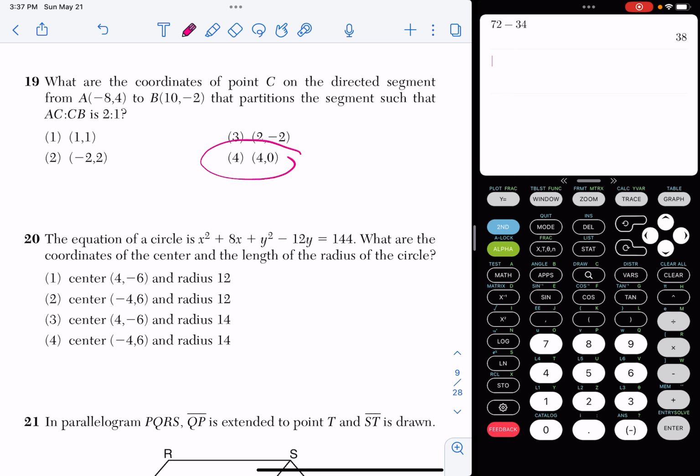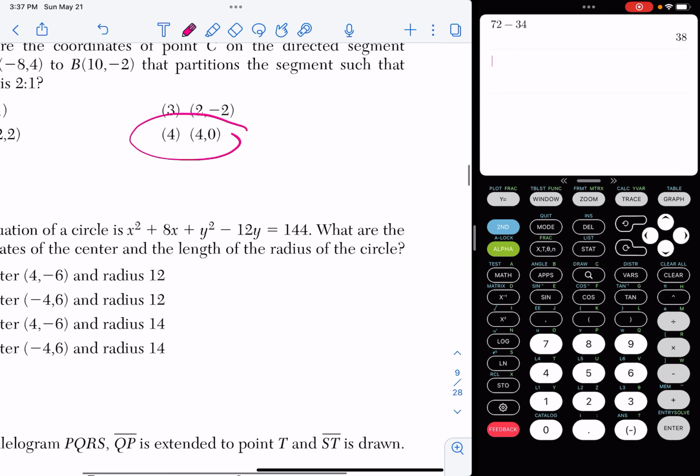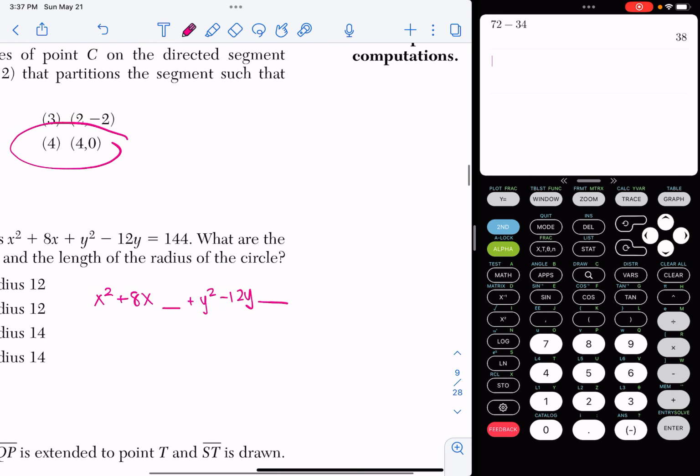All right, 20, the equation of a circle is given to us, not in center radius form. And this is another question the Regents likes to do a lot. You have to complete the square. So what I'm going to do is after the 2x terms, I'm going to leave a little space. Do the same after the 2y terms. And we always have to keep equations balanced, right? So if I added 2 little blank spaces on the left, I have to add 2 to the right.